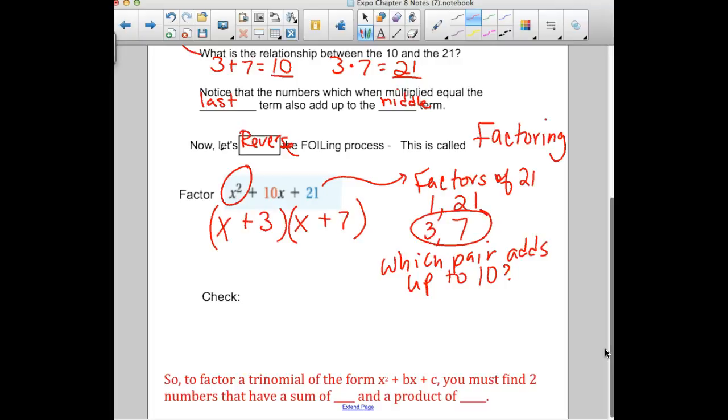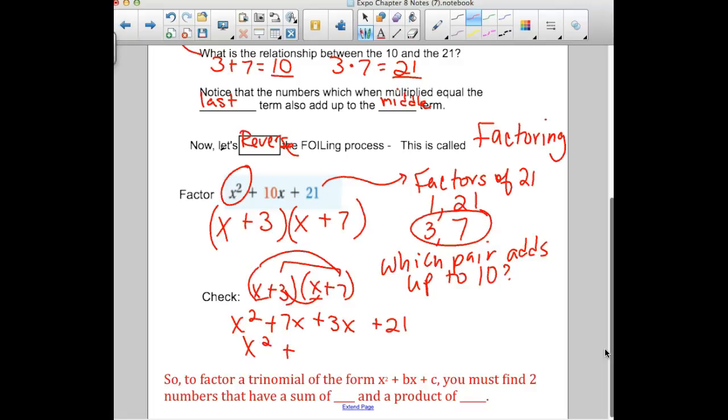And remember, we can check that simply by foiling it out. So if we took x plus 3 times x plus 7, first times first there gives us an x squared. Outsides, we have 7x. Insides, we have 3 times x. And last, we have 3 times 7. And combining our middle terms, because they're like terms, 7x plus 3x is 10x. And so you can see that we get back to where we started in our check process. That's how we can know that we factored it correctly.